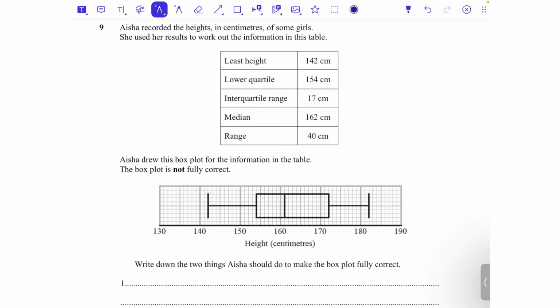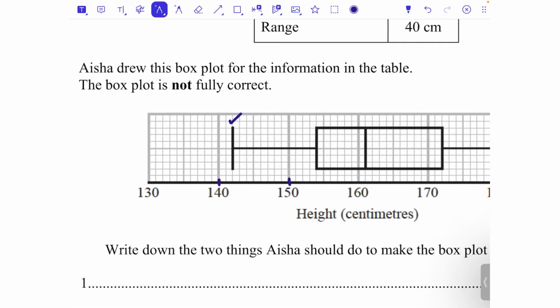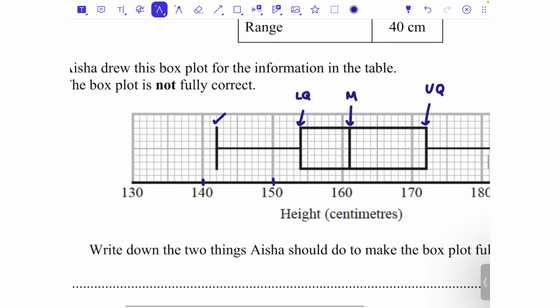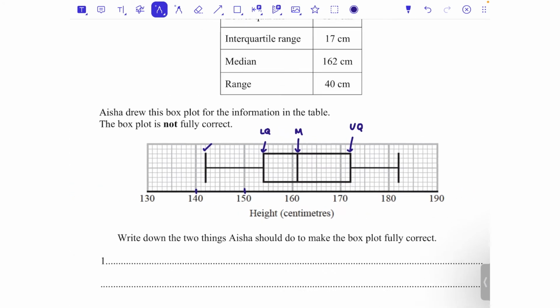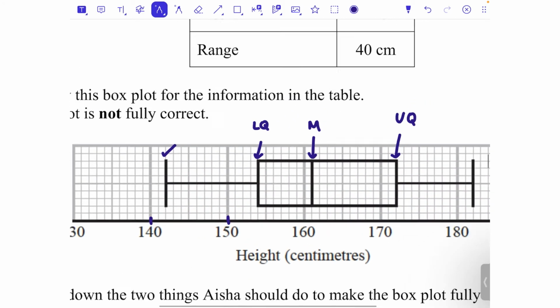Now let's have a little look here. If I zoom in on this, I can see that 140 is here, 150 is here, and there are 10 little squares in between, so we are going up in ones, so I'm happy that that lowest height is at 142. This would be your lower quartile, this would be your median, this would be your upper quartile, and this would be the greatest height up here. So let's check all the others. We're happy that that one's okay. The lower quartile is at 154. Yep, I'm happy that that's in the right place.